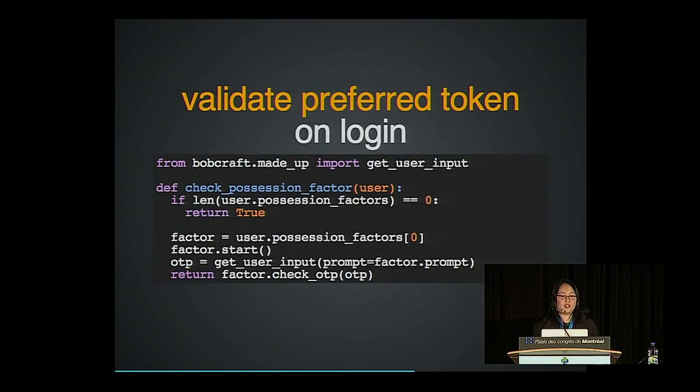Checking the possession factor just means that Bob sees whether Alice has at least one configured possession factor. If so, he asks for the OTP, validates it using the preferred factor, which is the first factor in the collection. If everything's good, post-login logic executes. And remember how each factor has a start function for setup and a prompt to ask for the user's token? It's so that this function could be factor independent rather than a giant nested if-else tree.